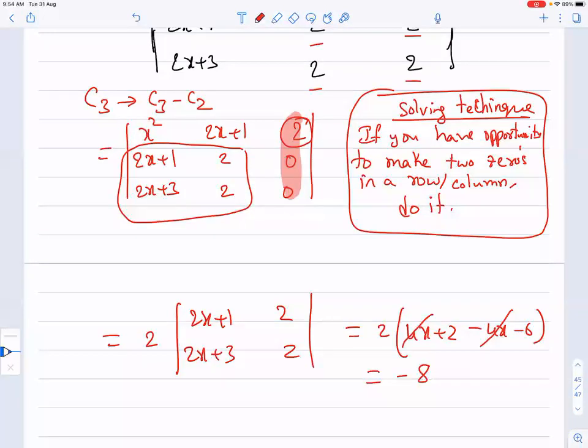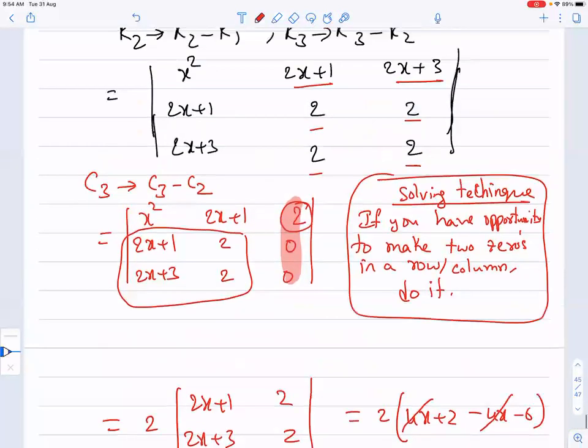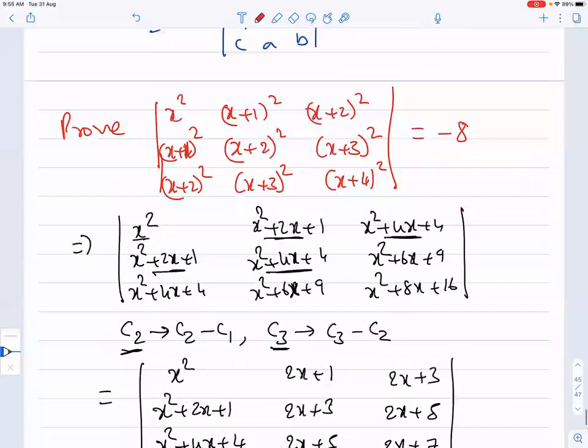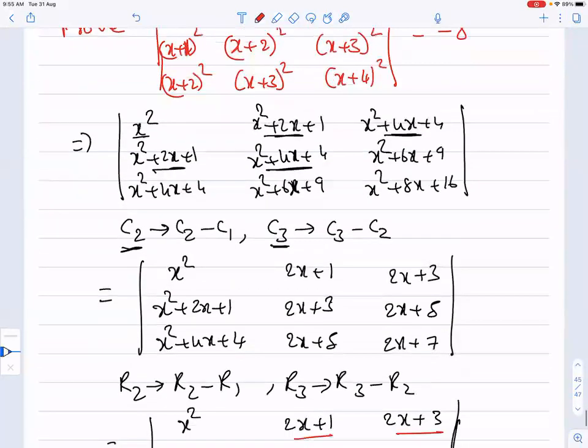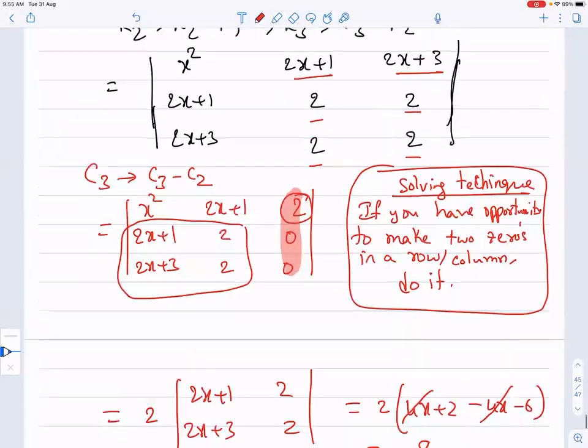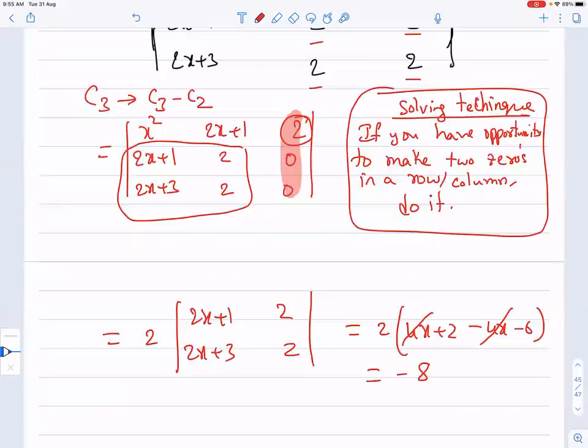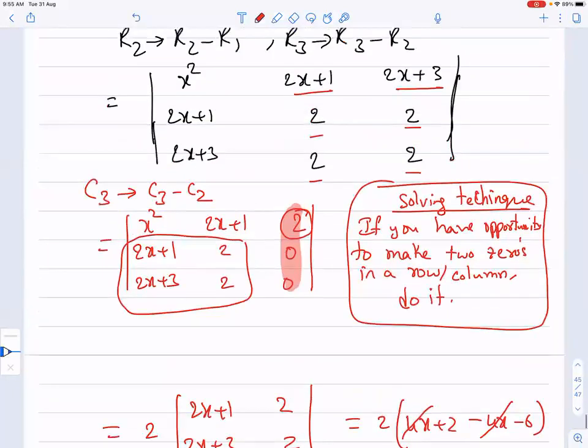Any doubt? In fact, this determinant is a constant function. If I give you this as a function and I ask you what is the degree of the polynomial, or I ask you what is the double derivative or single derivative, we can ask a wide variety of questions on it, but it's a constant function. You understand, students? Write it down.